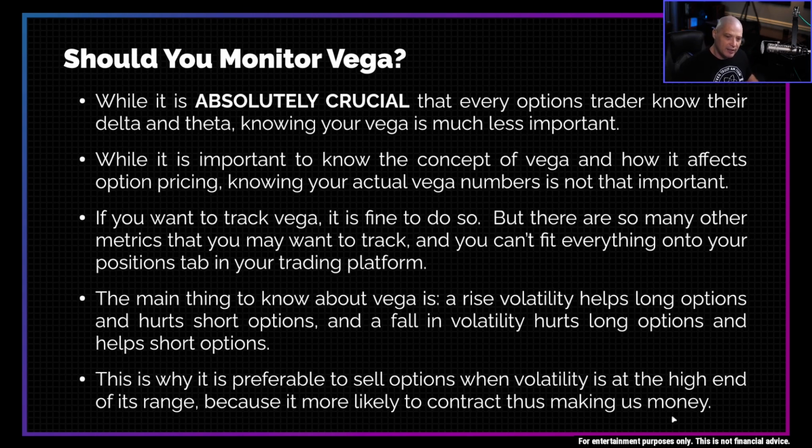Again, the main thing to know about Vega is a rise in volatility helps long options and hurts short options. A fall in volatility hurts long options, helps short options, and that is why it is always preferable to sell options. Like those of us running the wheel strategy, we primarily sell options. It's always preferable to sell options when volatility is at the high end of its range, because if it's at the high end of its range, it's much more likely to come down. It's going to revert back to its mean, to its average volatility where it likes to hang out. And that contraction, that decrease in volatility, helps short options, and that kind of gives us an edge. If we always sell our options when volatility is high and that volatility tends to contract, it tends to come back down, that makes us a little money.